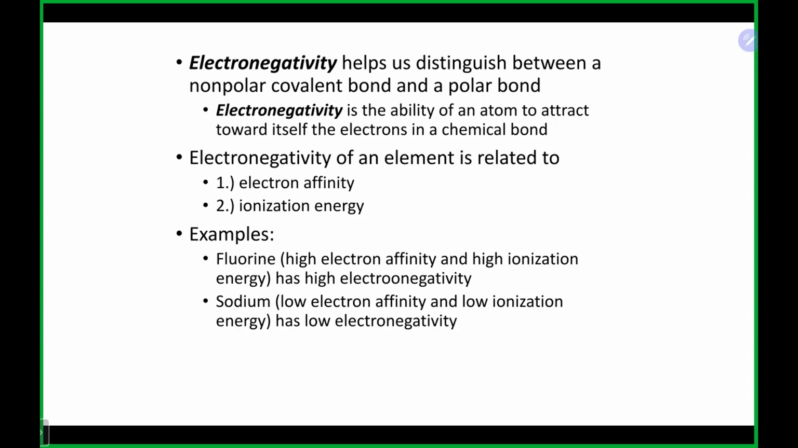And electronegativity is based on electron affinity and ionization energy, those trends that we talked about in the previous chapter, or that little part of the previous chapter. Fluorine, which has a high electron affinity and a high ionization energy, is pretty much going to have a high electronegativity. And sodium, with a low electron affinity and a low ionization energy, will also have a low electronegativity.